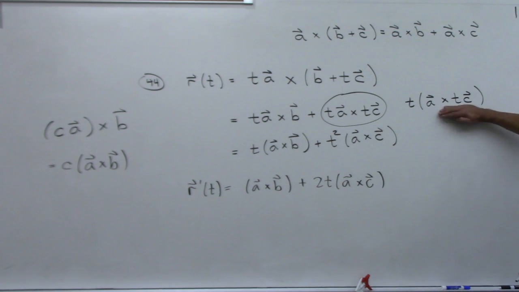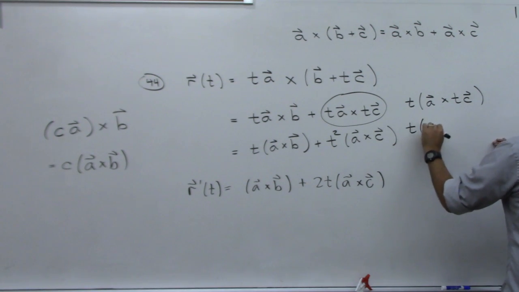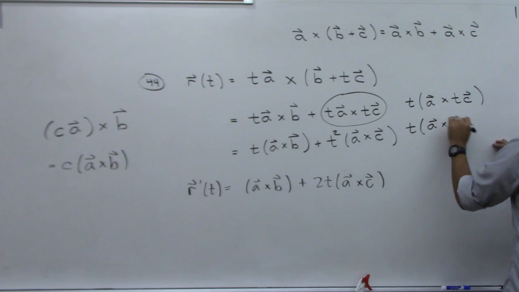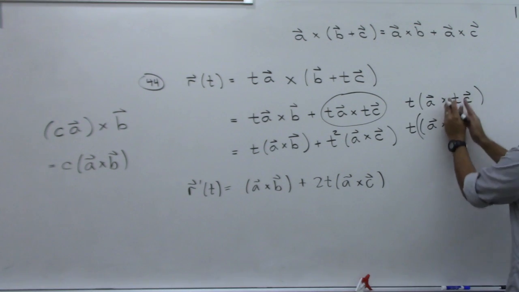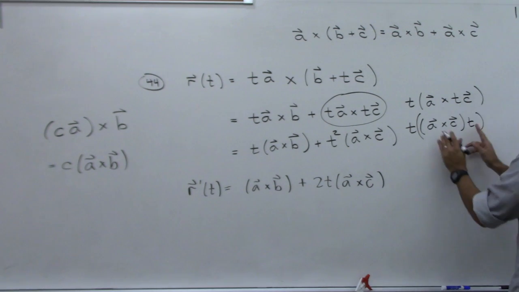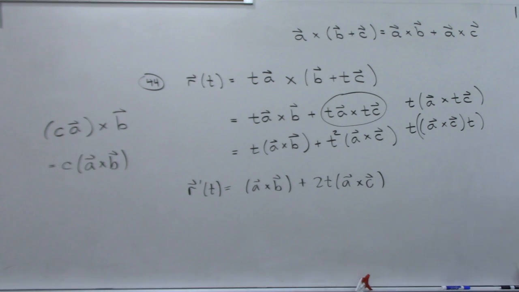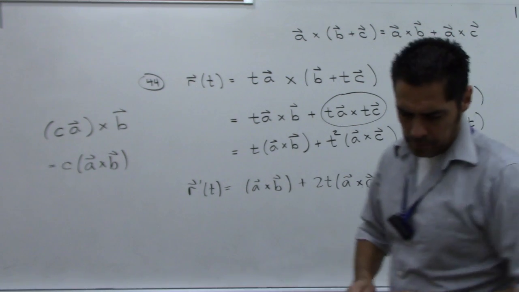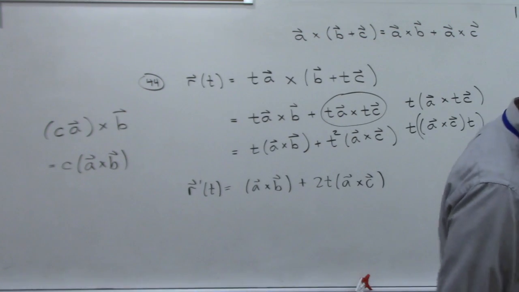And now for this one, I use a property again. This right here is equal to A cross C, right? But then this right here is this with the T on the outside like that. So I can pull that T out of the cross. And then these T's come together to give me this, just so you know. All right, that's 44.